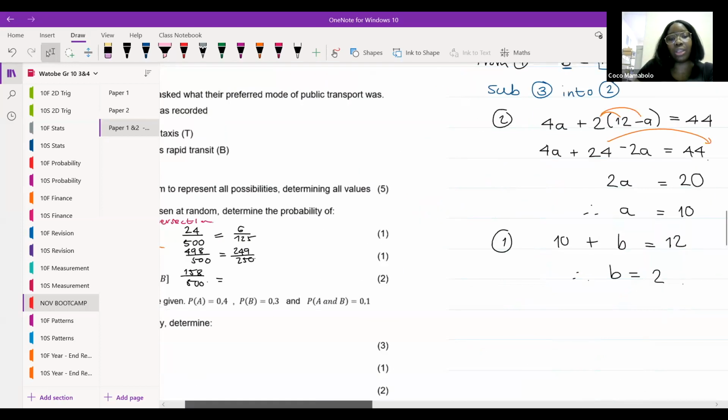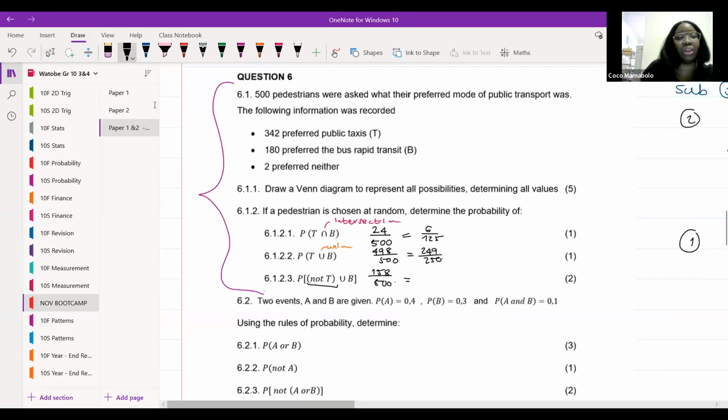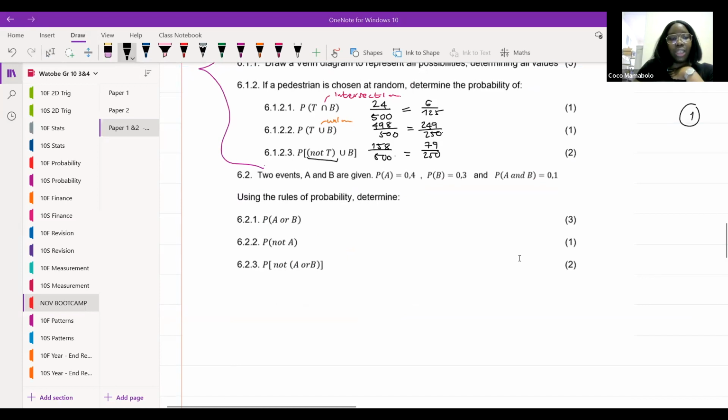All right. And thank you, somebody, for simplifying that for me, 79 over 250. Thank you, Funzo, and Stephen, for simplifying that for me. Okay, excellent. All right, let's have a look at this next question that they've given us down here.